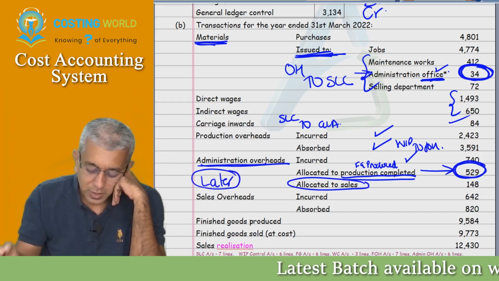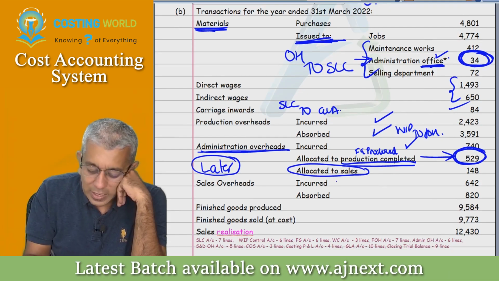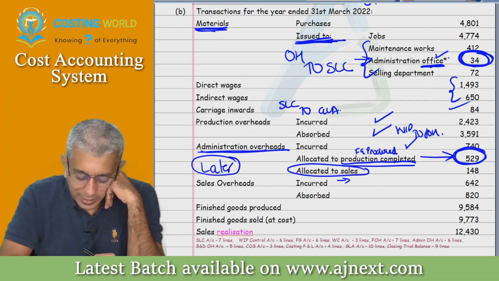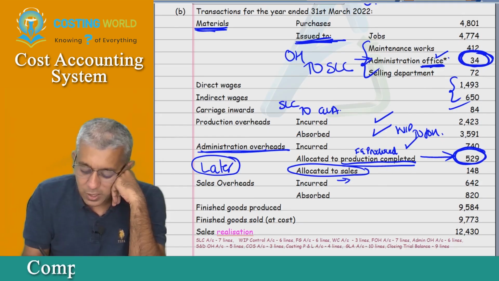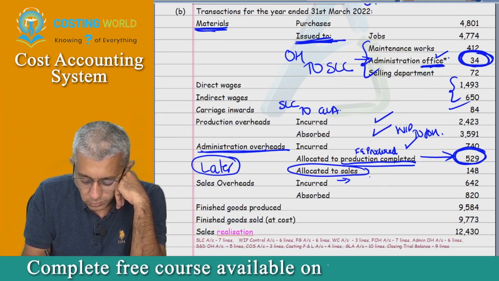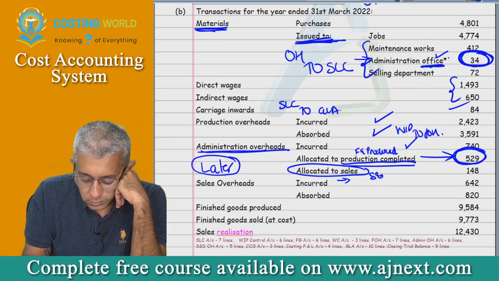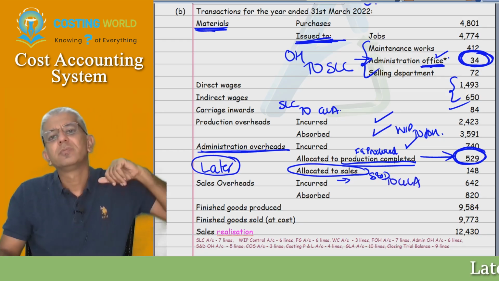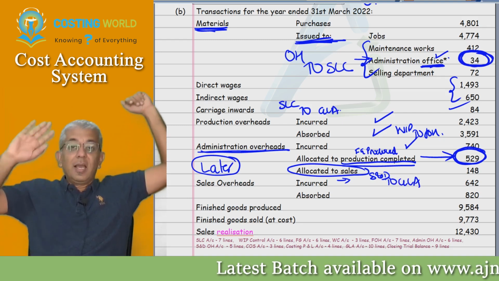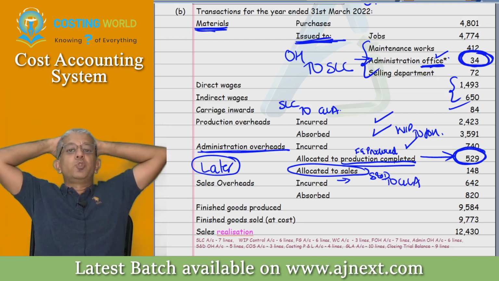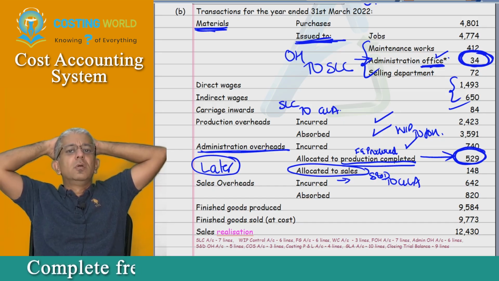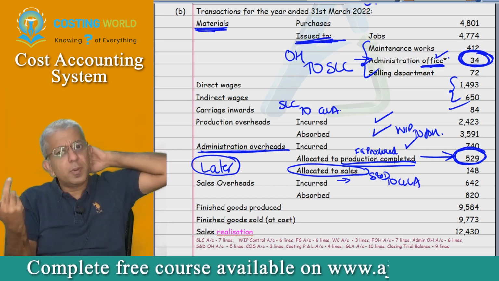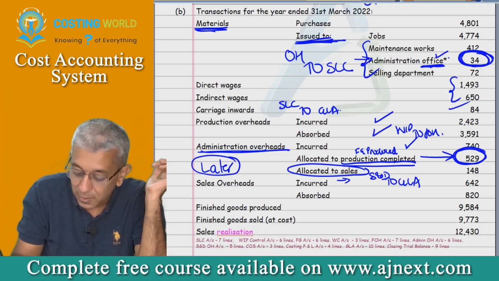Further, sales overheads incurred. You all will be writing the entry. Tell me, we are incurring S&D, so the entry will be S&D to GLA. Everybody okay? But next thing, usually absorption costing does not apply to S&D. But if the company applies it, then you also apply.